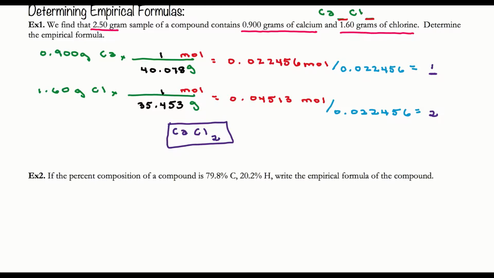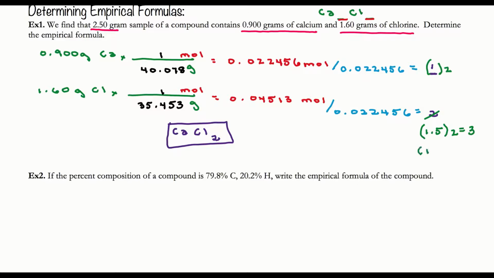Now, one thing to note, if instead of getting a 2, let's say, for example, this is a totally separate problem. Let's say, for example, I got 1.5. Okay? How could I make 1 and 1.5 a whole number? Well, if I had 1.5, I could simply multiply both of them by 2. So then the calcium subscript would become 2. And the chlorine subscript would become 3. Obviously, this is a made-up problem.